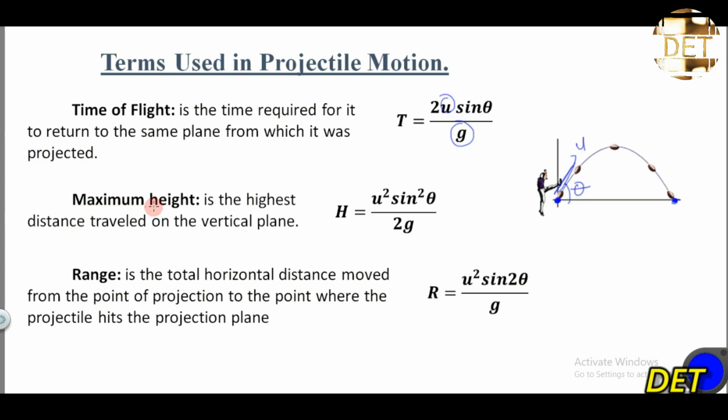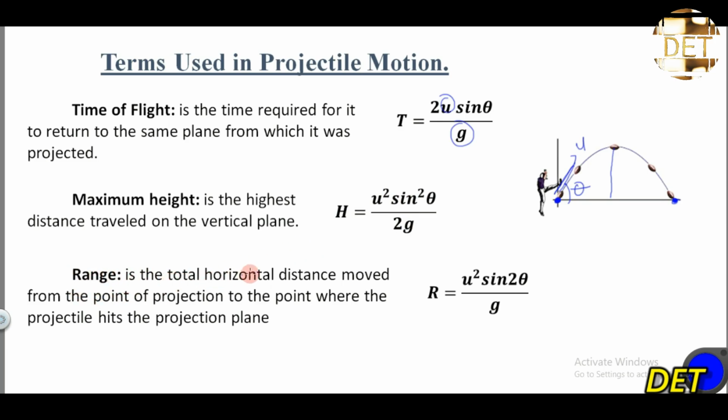Then we have maximum height, right? Maximum height is the highest distance traveled on the vertical plane. So this is the vertical plane. The highest distance traveled on the vertical plane, or the highest distance reached by the projectile, is known as the maximum height, right? And the formula is given as maximum height h is equal to u squared sine squared theta over 2g, right? Then we have range.